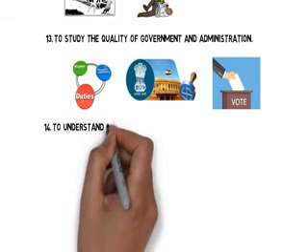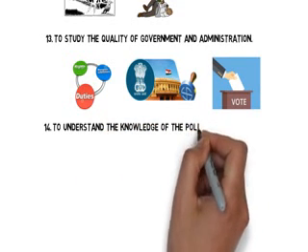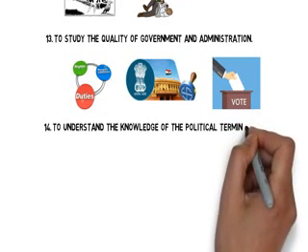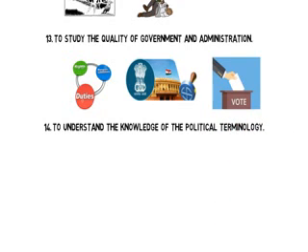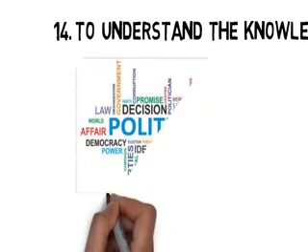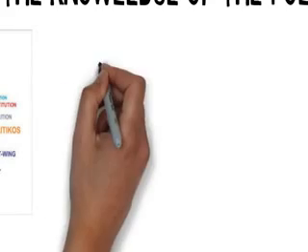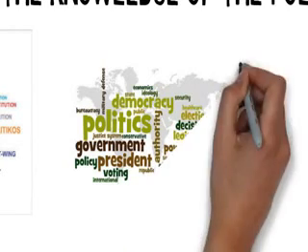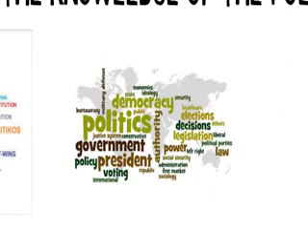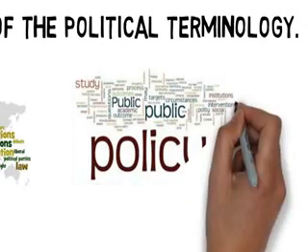Next, political science also helps us to understand the knowledge of political terminology. Political science is a very broad subject. It not only talks about politics, decisions, government, corruption, democracy, affairs, powers, parties, ideas, and citizens, but it also talks about elections, healthcare, decisions, legislation, liberal political views, law, power, etc.